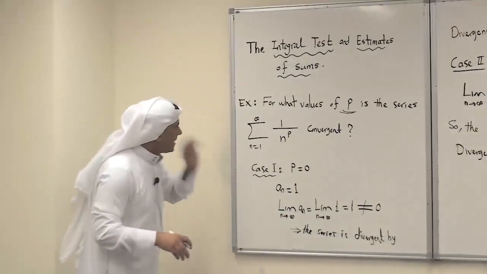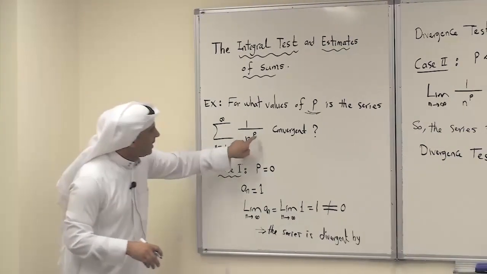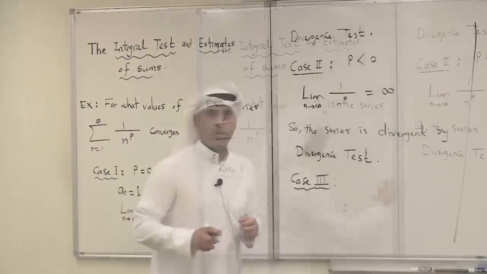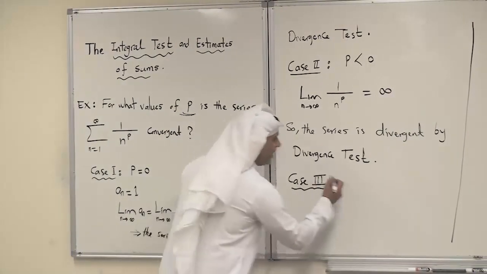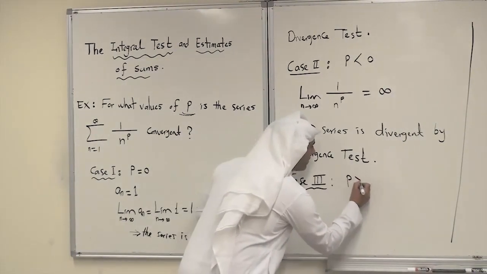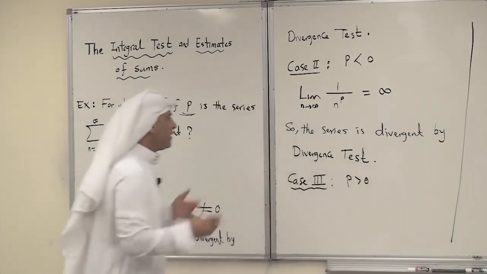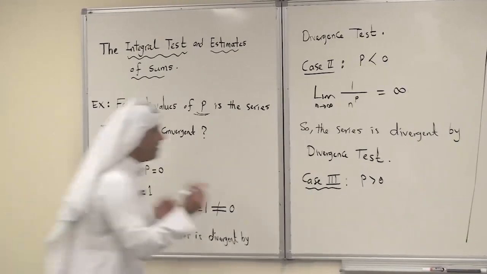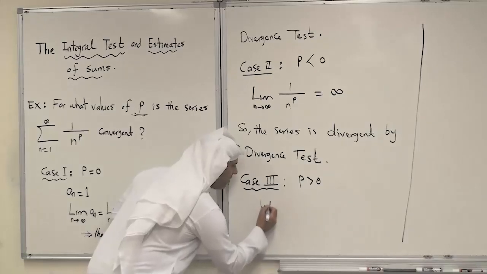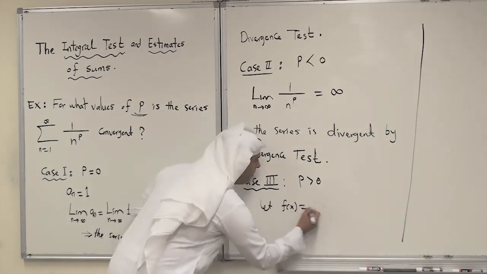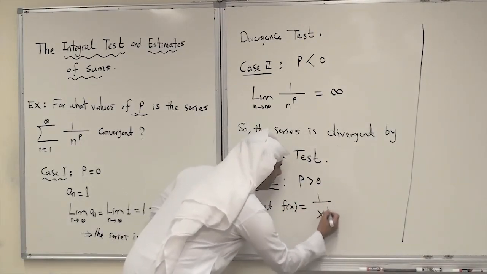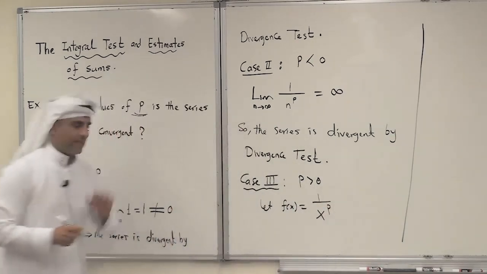Now, the interesting case is the third case. What happens if P is positive? Now, the last case we have is if P is positive, what's happening here? This is a very interesting case. If P is positive, let's define a function first. So let f of x be equal to 1 over x to the power p. Now, let us check the requirements of the integral test.